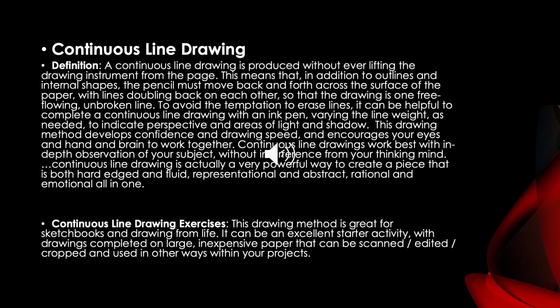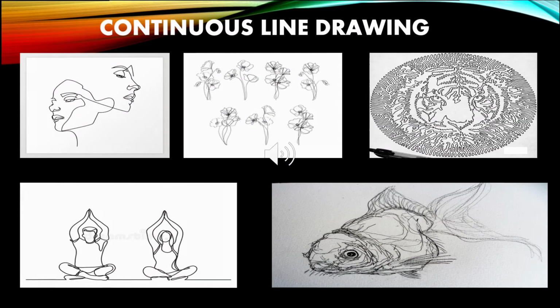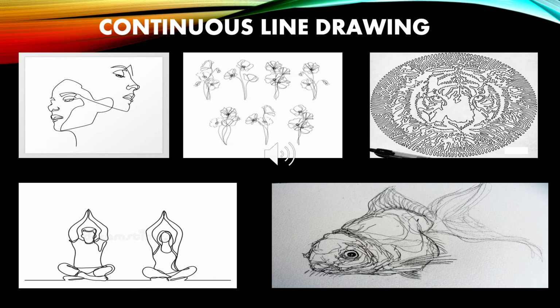Continuous line drawing is produced without ever lifting the drawing instrument from the page. This means that in addition to outline and internal shape, the pencil must move back and forth across the surface of the paper with lines doubling back on each other so that the drawing is one free flowing unbroken line. Some masterpieces of continuous line drawing.